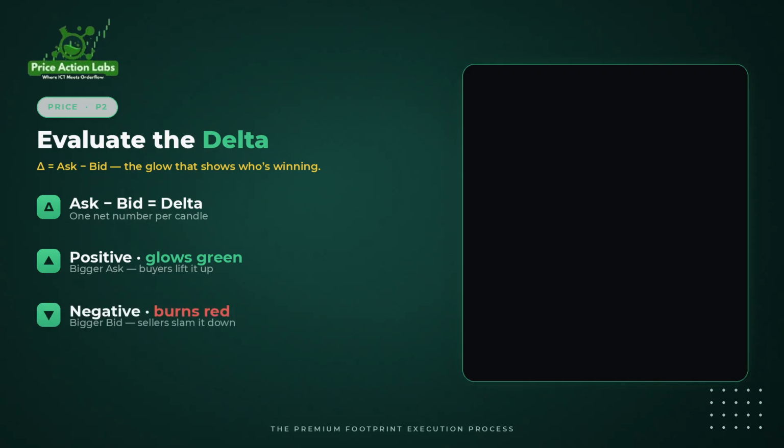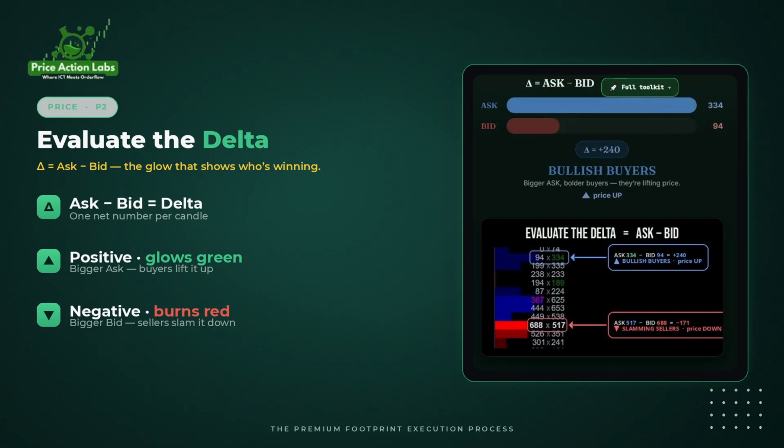But then you have negative delta, which, as you guessed, is the opposite. There are more people at that price trying to put a hole in the ground. They're trying to drive price through the floor. And so that is what it looks like. And it's the simplest thing in the world.